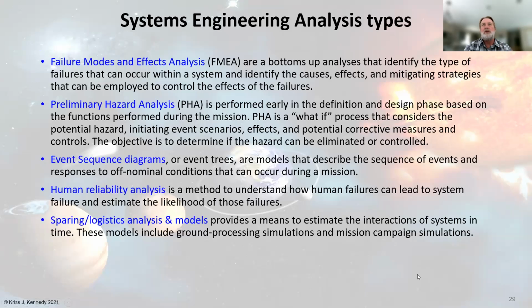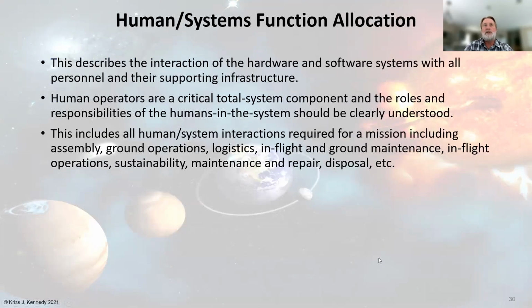And then there's system engineering analysis types. You've got failure modes and effects analysis, preliminary hazard analysis, event sequence diagrams, human reliability analysis, and sparing and logistics analysis. And this really helps you to assess all the different aspects and analysis of the system as a whole, but individually as well. And the human system function allocation is important, making sure that all the different aspects of the human as a system are allocated through the life cycle of the system or product that you're trying to realize.